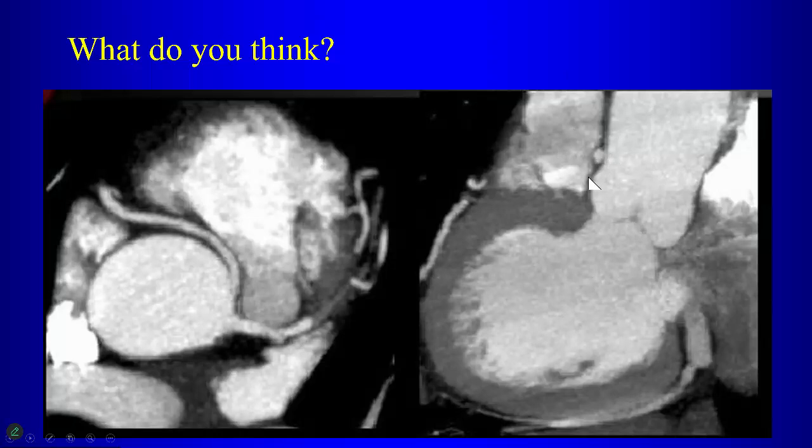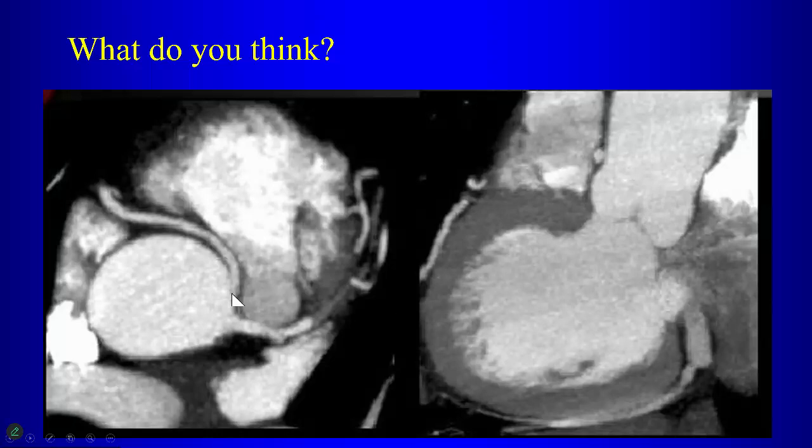Being able to reformat it into this view can be very helpful, all right? So what you want to do is reformat it to kind of a sagittal view where you can see the aorta and the pulmonary artery, and you can see the vessel. Is the vessel actually between those two great vessels? And if we can demonstrate that, then that is an interarterial course.